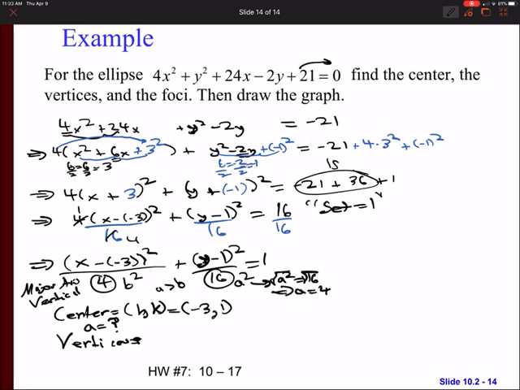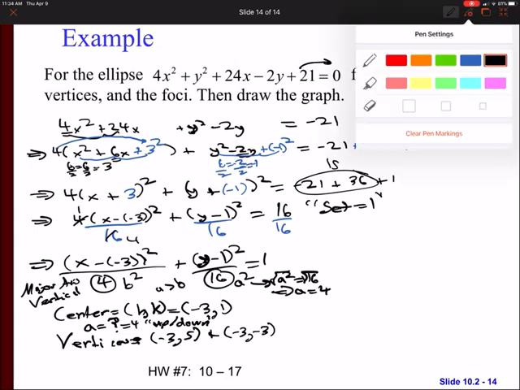Since the major axis is vertical, we're going to go up and down 4 units. Right and left if it's horizontal, up and down if it's vertical. So negative 3, 1, what's up 4 units from negative 3, 1? We would add 4 to the y coordinate and that puts us at negative 3, 5. What's down 4 units from negative 3, 1? We would subtract 4 from the y coordinate. It'd be negative 3, because 1 minus 4 is negative 3. There are your vertices. You could graph it at that point.